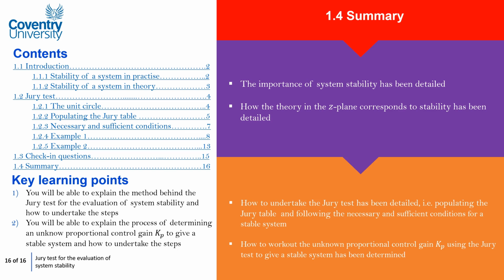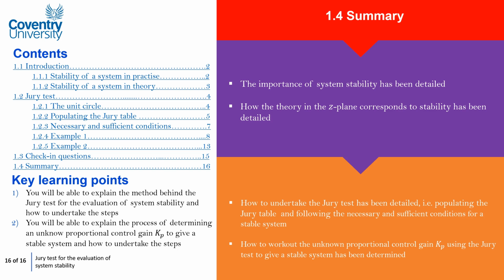Okay, that's been detailed. So inside the unit circle will give you a stable system if your poles are located within the unit circle. The jury test, so if we do create a feedback control system, if we've got a transfer function feedback control system, we can undergo the jury test to determine whether the system is stable or not. So I populate the jury table and then follow the necessary and sufficient conditions to see if the system is effectively stable. And just remember, if at any point you don't meet a condition, stop there, because your system is in fact unstable.